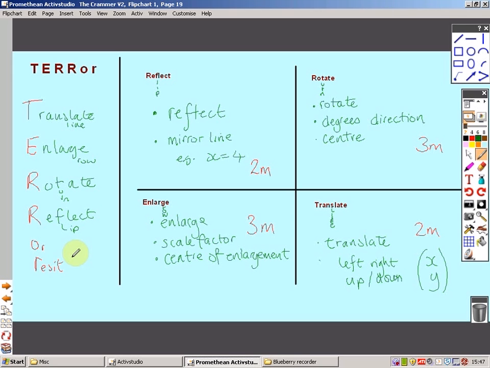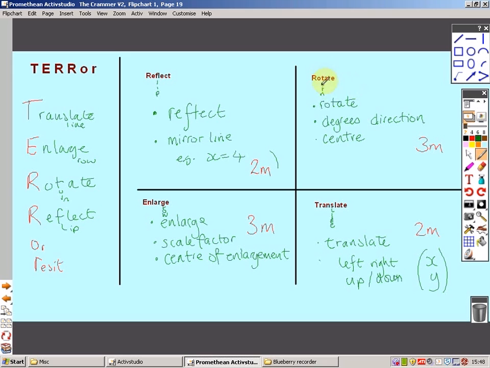Where do the points come from? If you identify it as a flip, you must write the word reflect. No good writing flip, you won't get the marks. You then need to give the mirror line. For example, it might be x equals 4. There's 2 bits of information you must give, hence 2 marks.